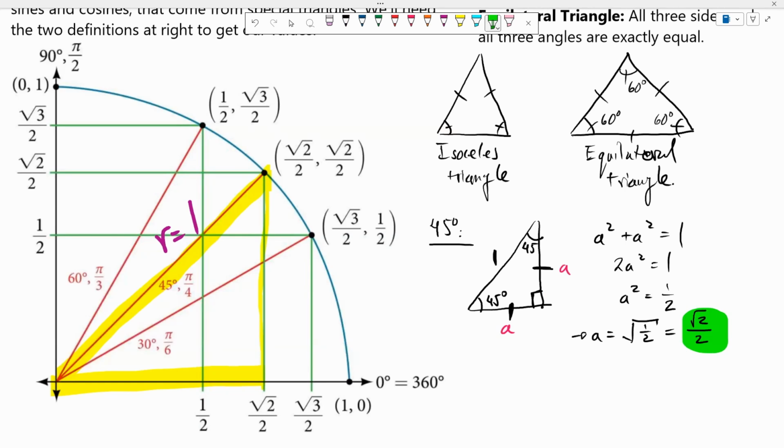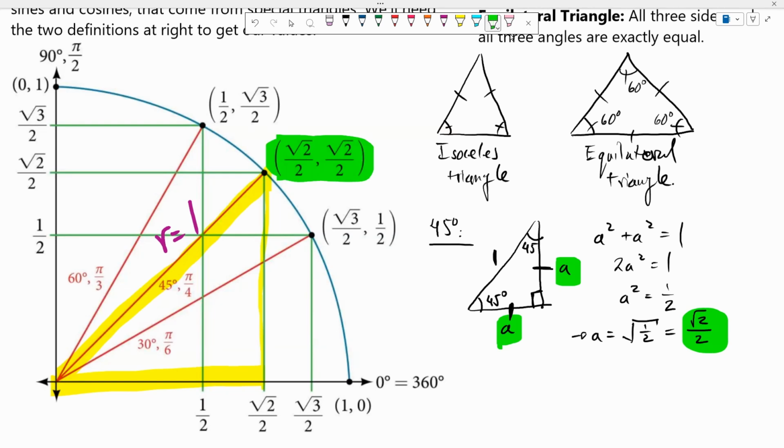So that means both of these sides, the vertical and the horizontal component of a 45-degree triangle, have got to be square root of 2/2. That is where those two values come from.